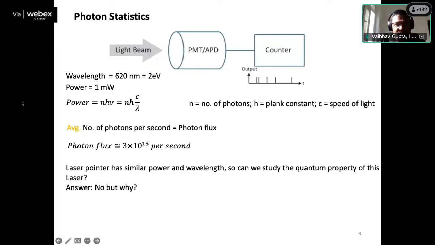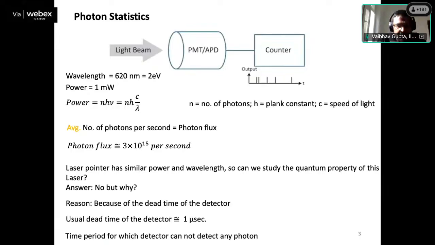This kind of 620 nm laser is roughly a laser pointer which we use to give presentations, right? And if that has 10 to the power 15 photons, can we find out the quantum property of this laser pointer? The answer is no. But why? Because every detector has some sort of dead time associated with it. Roughly, detectors have a dead time usually of microseconds. Some good detectors available on Thorlabs have nanosecond dead time.